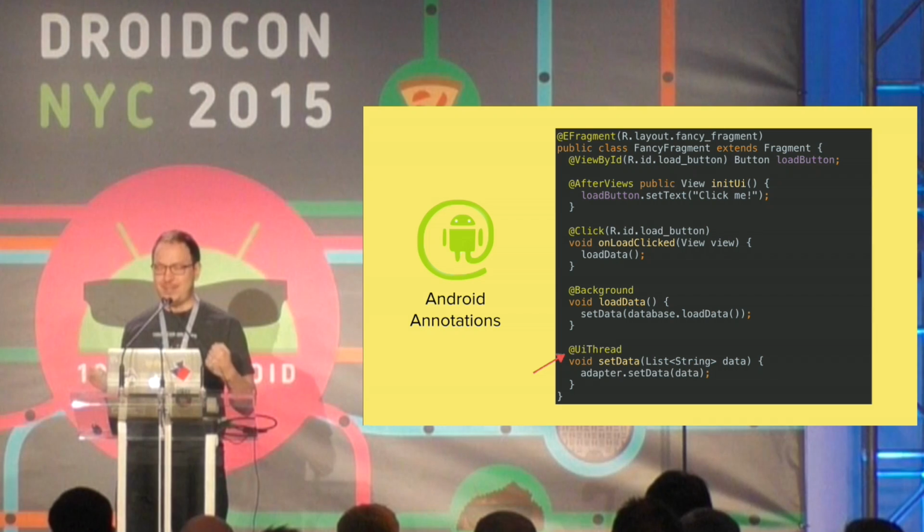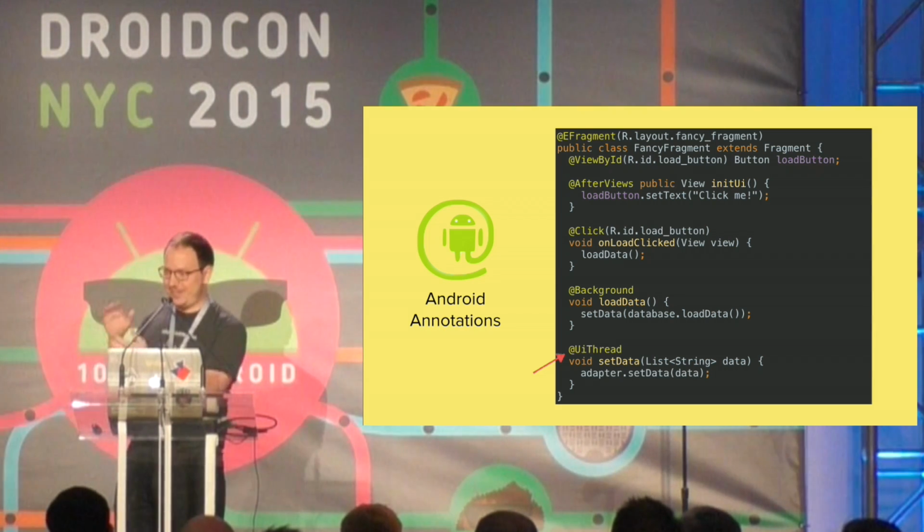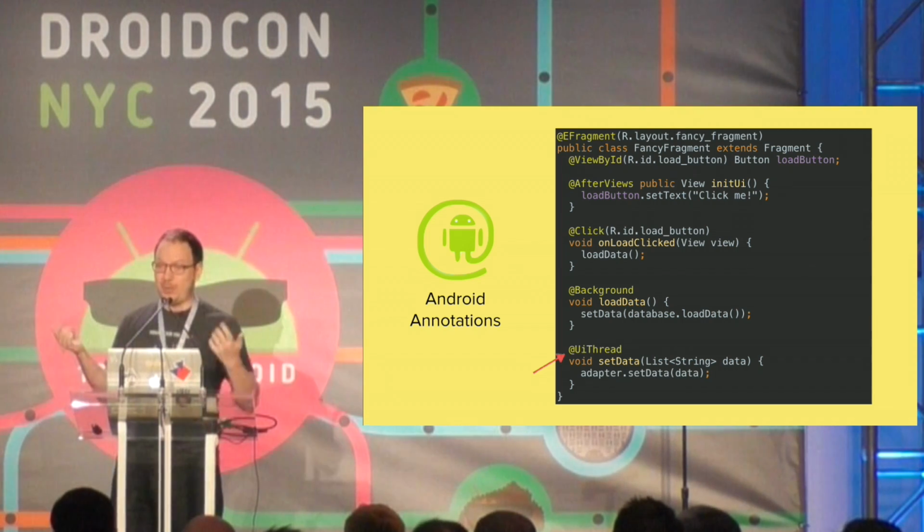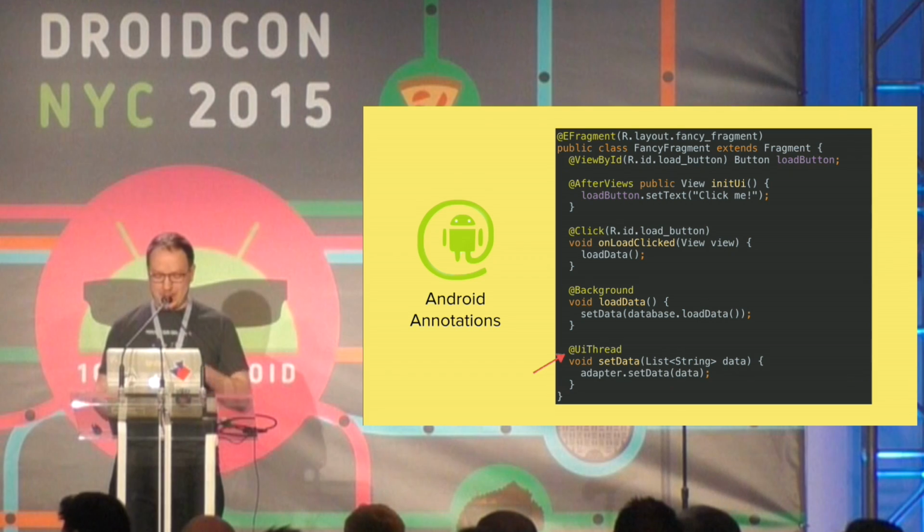Nobody likes async tasks anymore, but at least they had a standard template anytime you wanted to write an async task. You know there's three methods. I don't even know what they are anymore because I haven't written one in a couple of years.